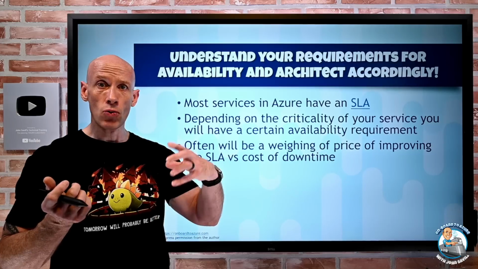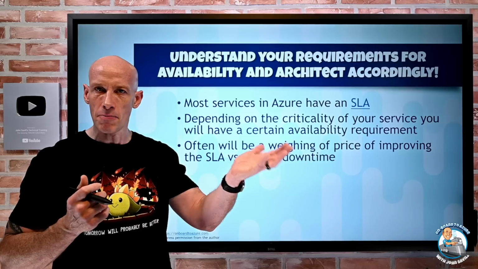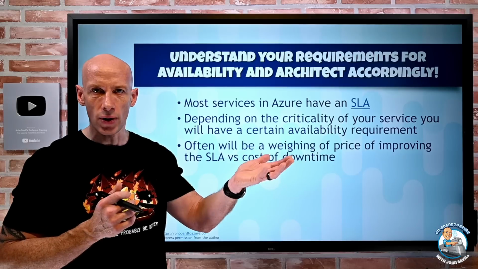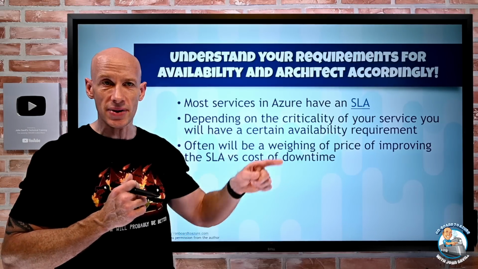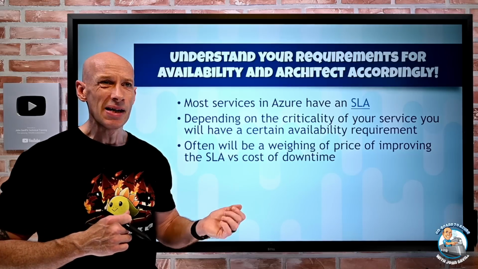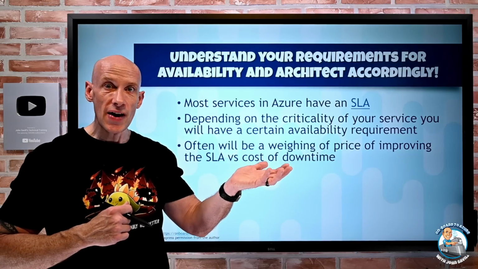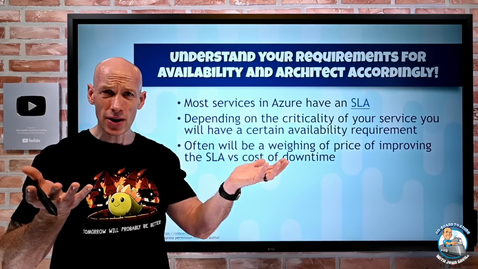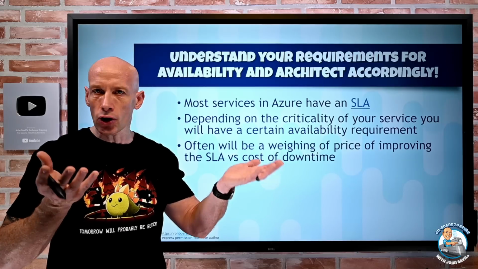Because maybe it would cost you, let's say, double the amount of money to go up a 9. So from 3 nines to 4 nines. So instead of 99.9% available, you go to 99.99% available. Maybe that's a few minutes difference. Well, that doubling the cost may cost you an extra $50,000 a year, whereas not being available for that few extra minutes maybe costs you $5 in lost sales. It's not a good trade-off.